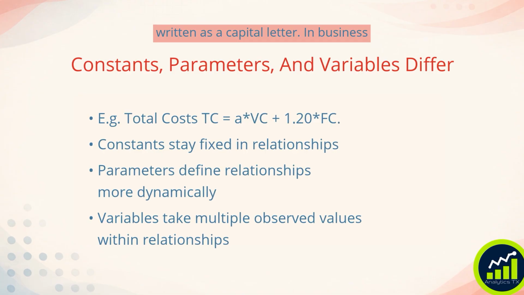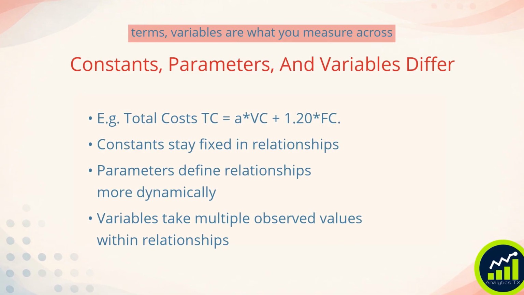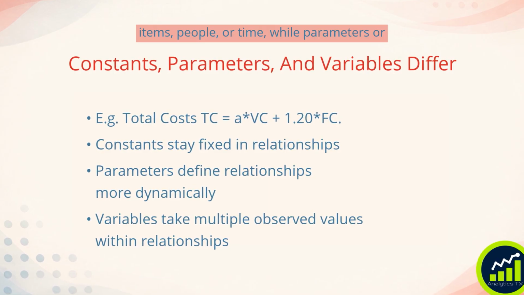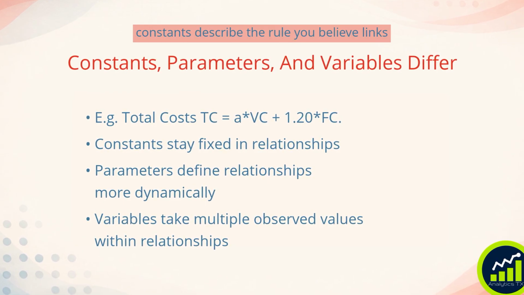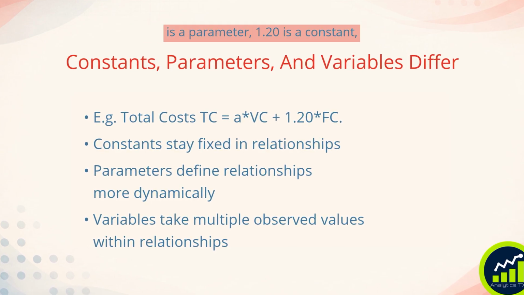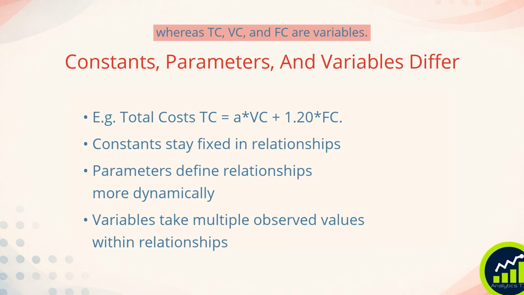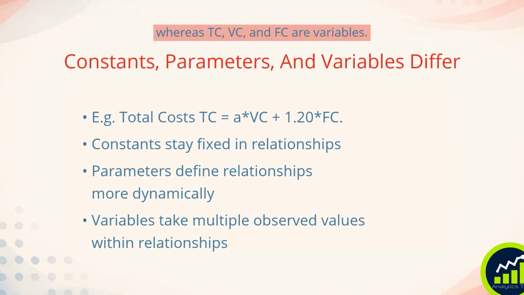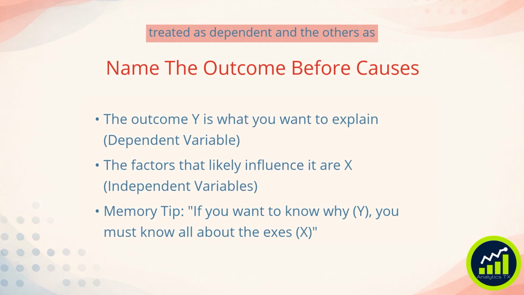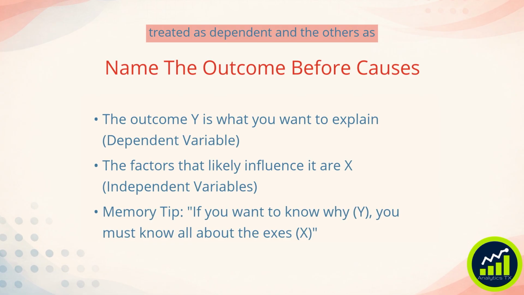In business terms, variables are what you measure across items, people, or time, while parameters or constants describe the rule you believe links them. In the total costs equation, A is a parameter, 1.20 is a constant, whereas TC, VC, and FC are variables. When two variables relate, one is typically treated as dependent and the other as independent.